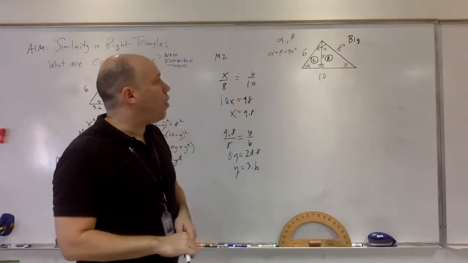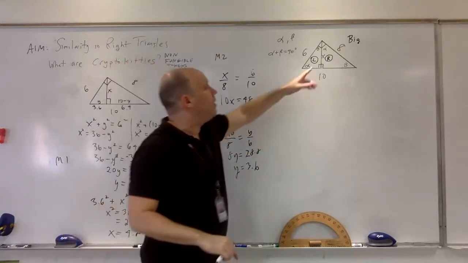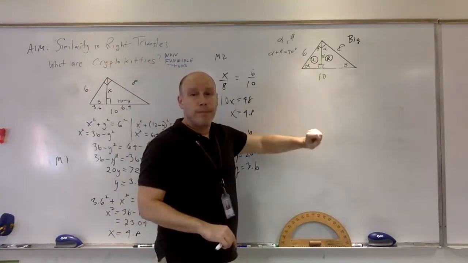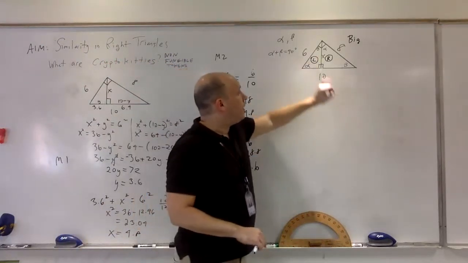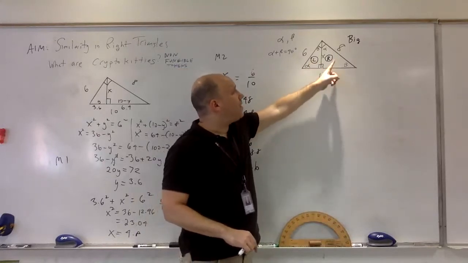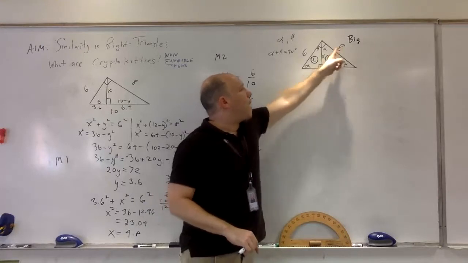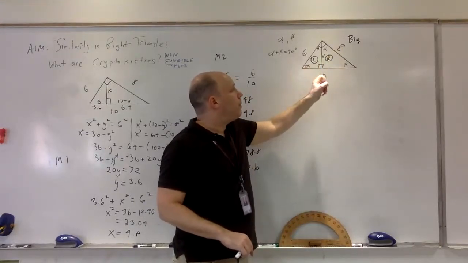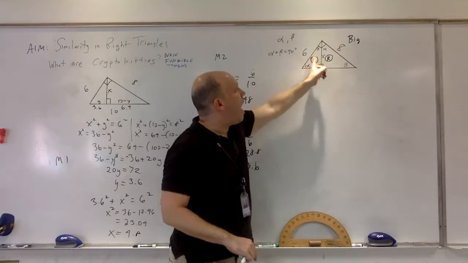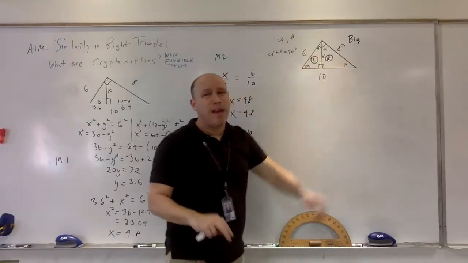I also see that x is opposite alpha in the left triangle. I notice that x is opposite beta in the right triangle. And I notice that 8 is opposite alpha in the big one, right? And I know that 6 is opposite beta in the big one.